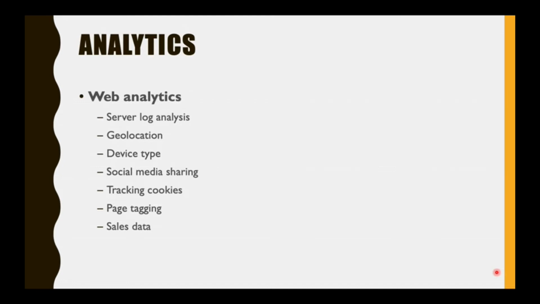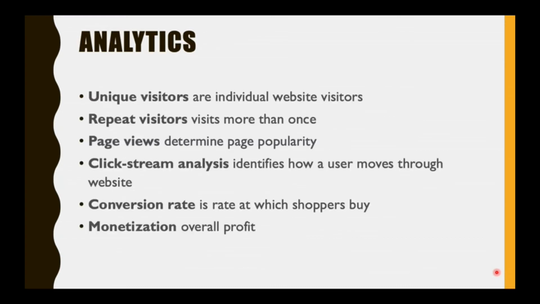So when you're looking at your web analytics, again, Google Analytics is really going to be your best bet. You want to know device types. You want to follow these patterns: social media sharing, tracking cookies, page tagging, sales data. This is all the different aspects that you want to track in your analytics, and this all goes into your whole marketing plan. How many unique visitors, repeat visitors, how many page views, and what's your conversion rate on shopping versus advertising, and what's your overall profit.